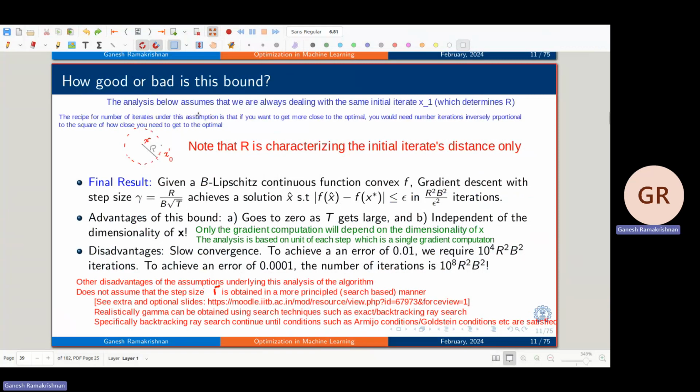Yes, and the recipe with this assumption is that if you want to get close to the optimal, you'll need number of iterations inversely proportional to the square of how close you want to get to the optimal. That's also a problem here. Number of iterations will be inversely proportional to how close you want to get to the optimal.